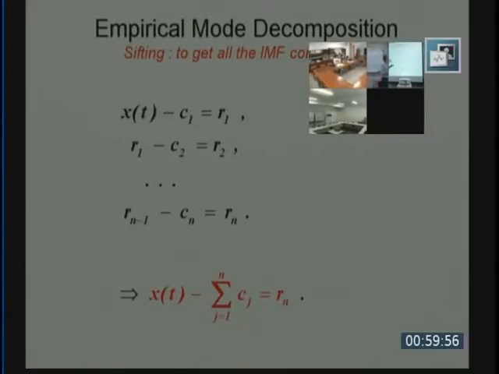So after this becomes a monotonic function, or even constant or zero, in most cases if the data has a zero mean, then you sum all this up, and you see that the R1 and R1 cancel, R2 and R2 cancel, all the residuals cancel. And finally, what you have is X minus the summation of Cj from 1 to n, equal to the only one that has not canceled out, this Cn. That's the final residual.